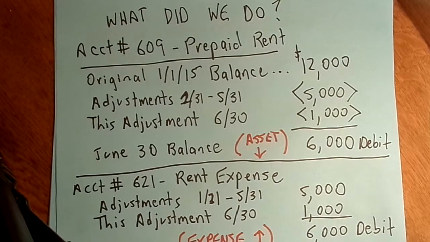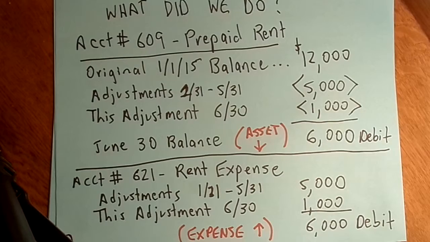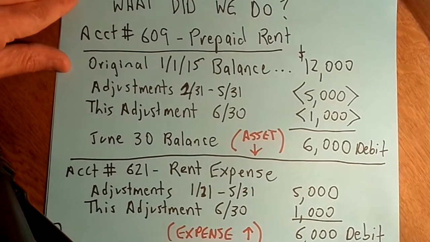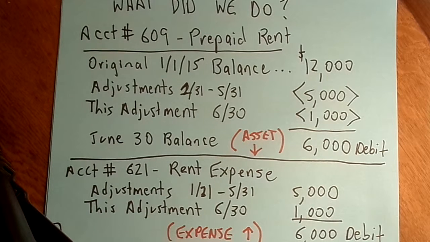Let's consider what we've done then. At the end of the day, what did we do here? Well, with regard to account 609, prepaid rent, and I just made up the numbers 609, it's actually also wrong. I just looked at it again, and that should be 109, prepaid rent. It's an asset. It should have a 100 number.